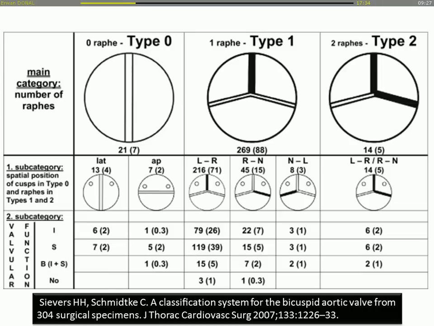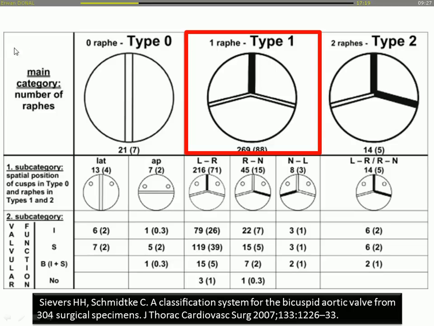So if we just think about the aortic valve, we have several classifications. In France, at least, we use the Sievers classification, and the most prevalent phenotype of bicuspid aortic valve is a type 1 with a raphe between the left and the right cusp. So this is the most prevalent phenotype of bicuspid aortic valve.